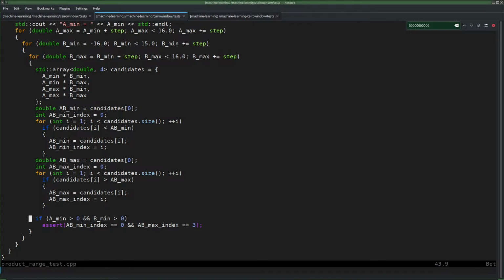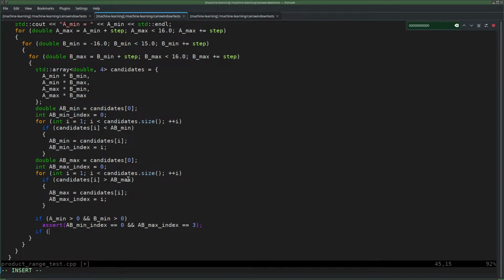Now, because these are booleans, we have basically 16 possibilities. Well, yeah, not really 16, because it's not possible that B max is less than 0 and B min is not. It's more like 3 to the power 4 possibilities. We just pick one possibility.